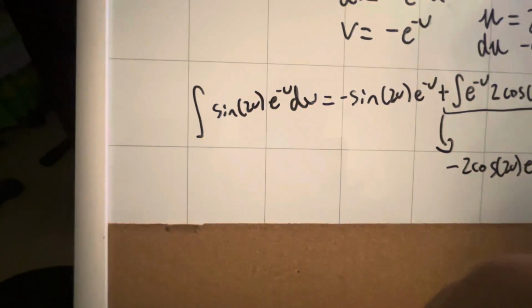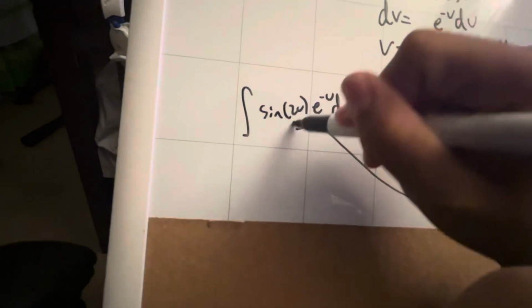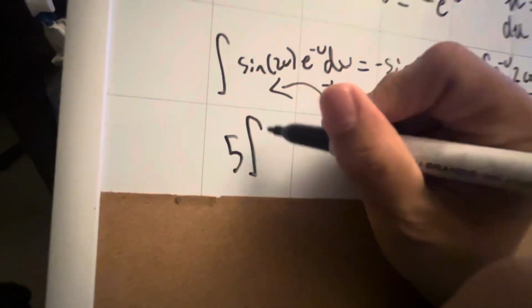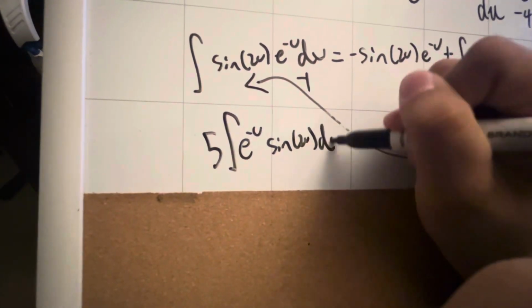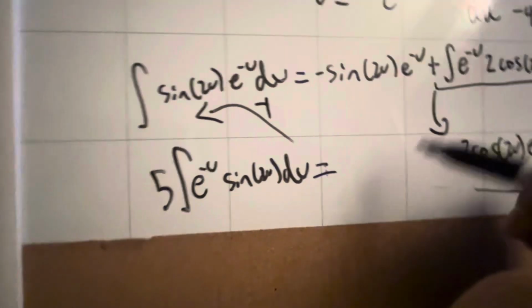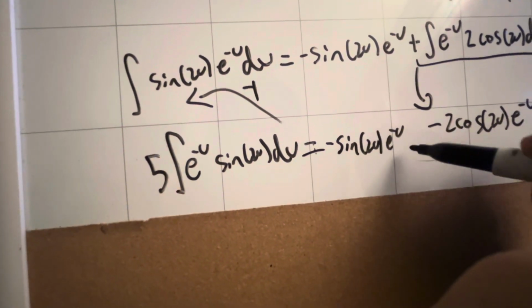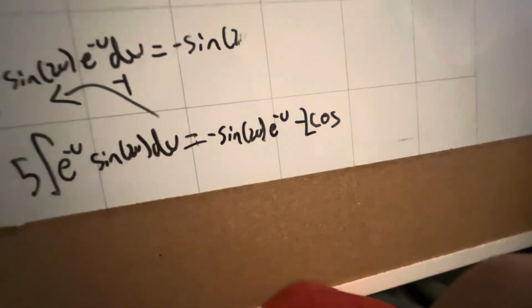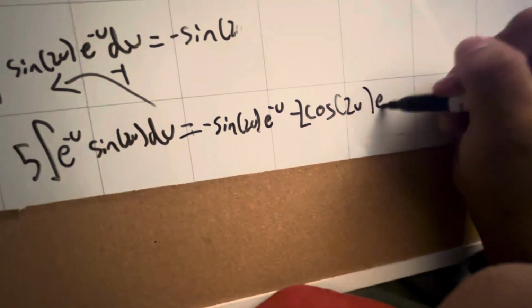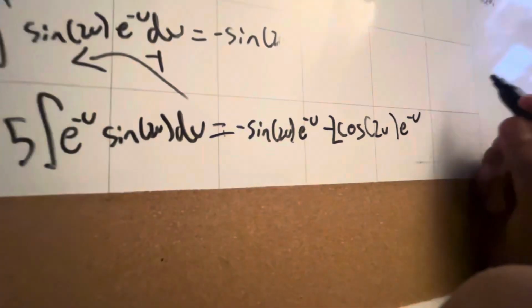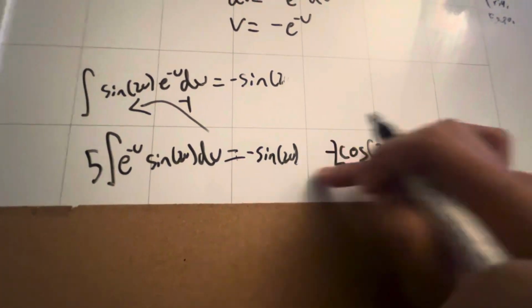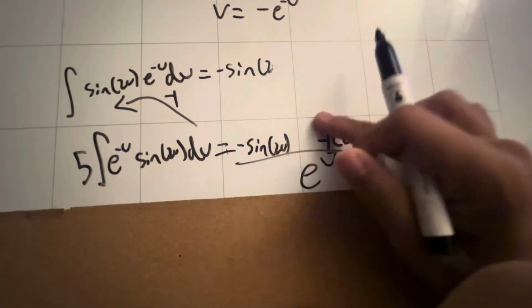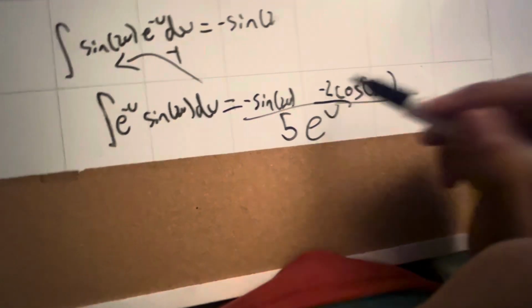So let's simplify, we just add here, and we get 5 times the integral of e to the negative u sine 2u du equals negative sine 2u e to the negative u minus 2 cosine 2u e to the negative u. Now let's erase this. Then you realize, you can just factor out e to the negative u, and divide by the 5 from here. So now we got this equals negative sine 2u minus 2 cosine 2u over 5 e to the u.